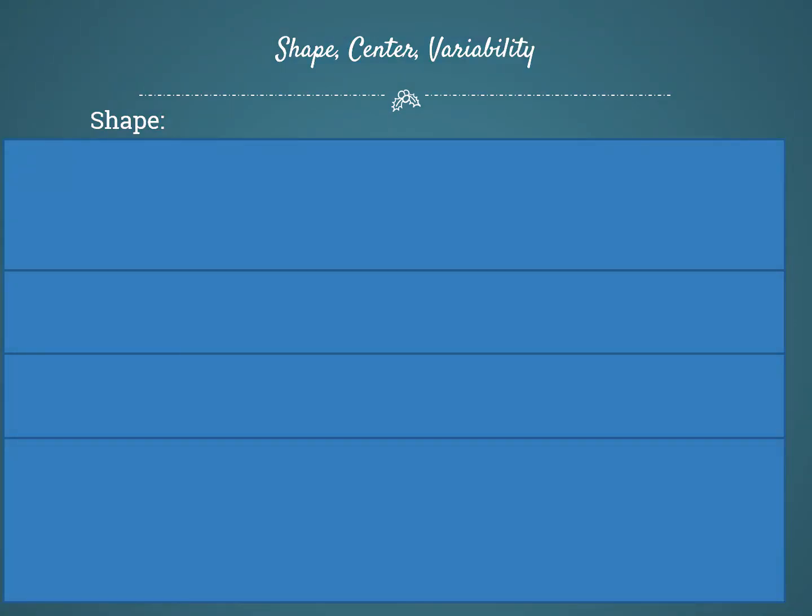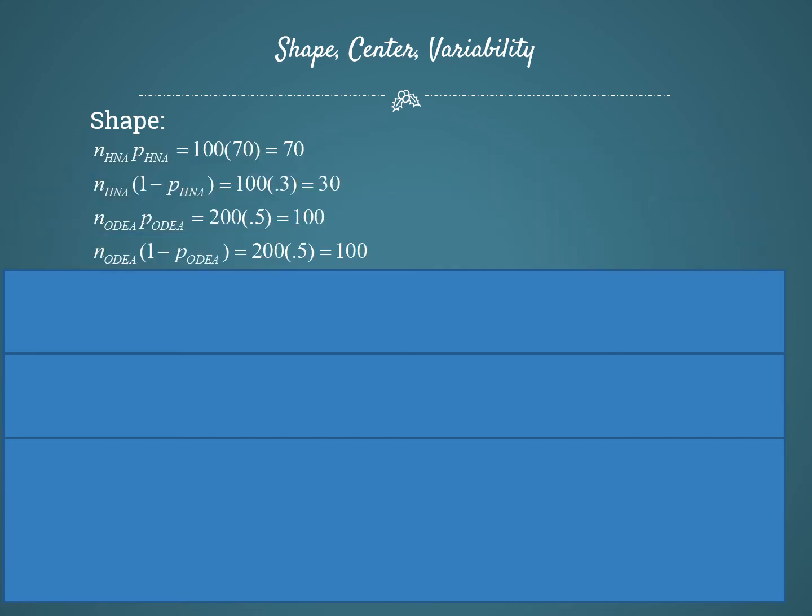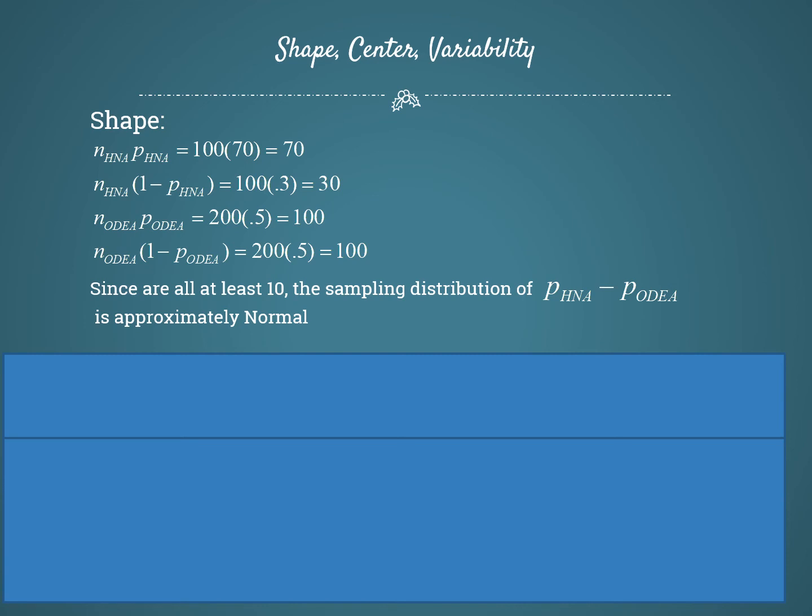So the first thing I want to do is check my shape. Now, my dream world is that it's approximately normal, but the only way I can check that is if I check my large counts condition. So that's what I'll do. I'll go n times p of H&A, n times 1 minus p of H&A, and then n times p of O'Day, and n times 1 minus p of O'Day. And I will do all of these, and I get 70, 30, 100, and 100. Then I'm going to say, well, since all are at least 10, the sampling distribution of P-H&A minus P of O'Day is approximately normal. Great, I've done my shape.